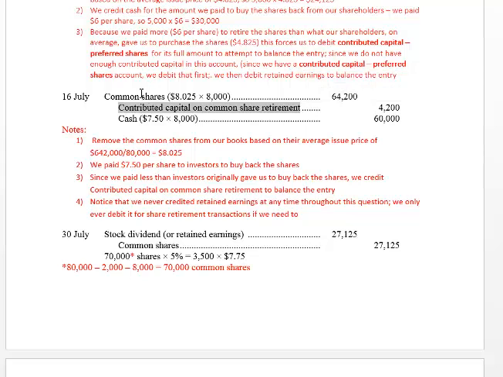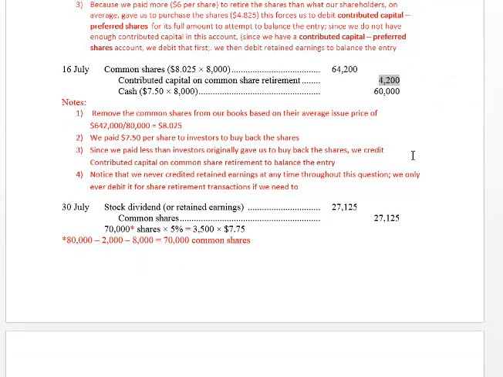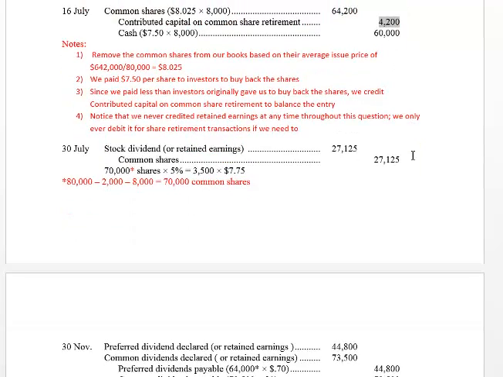Common share retirement, because it relates to common shares being retired, so we can credit a common share retirement account for contributed capital, and to balance, that's going to give us $4,200 in that account. Now, on July the 30th, what happens?